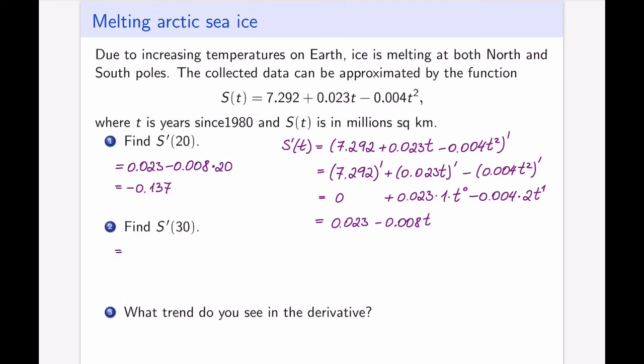I'm just going to plug in both of the numbers to calculate, basically so I can get rid of actual calculations. So here I plug in 30 into this expression. What am I going to get? 0.023 minus 0.008 times 30. And this will give me a number, minus 0.217. So I have my actual numbers.